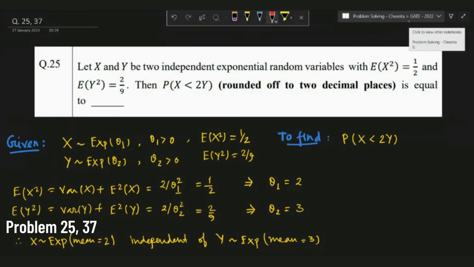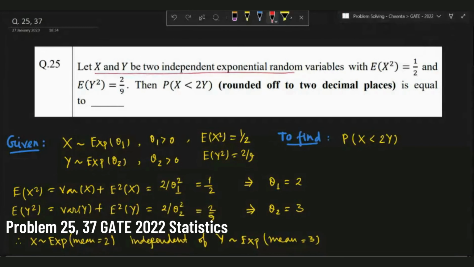Today we will solve problem number 25 and 37 of the GATE 2022 statistics paper. Problem 25 says: let X and Y be two independent exponential random variables with expectation of X equal to half and expectation of Y equal to 2 by 9. We need to find the probability of X less than 2Y.